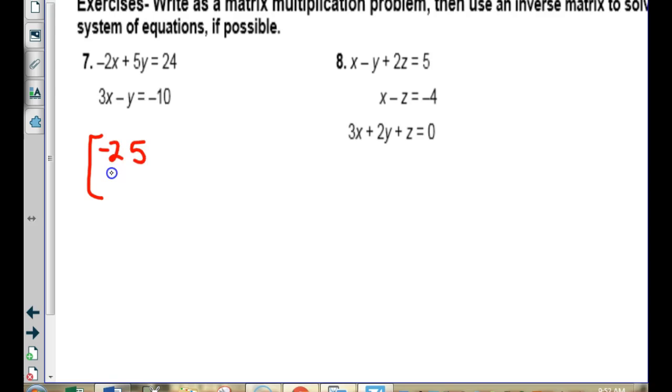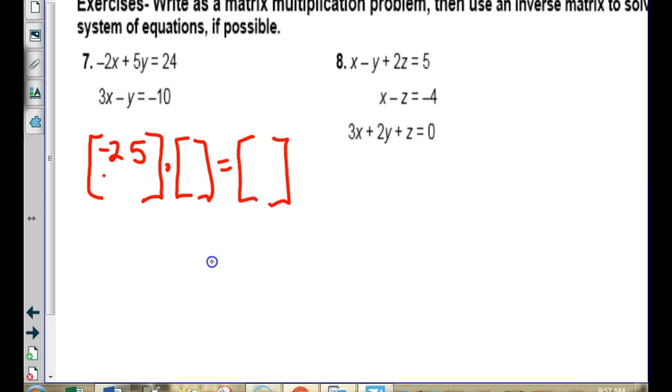-2, 5. No, because we're not doing an augmented matrix, guys. I was very nice to you on the quiz, though, I wrote this. Does that help? Okay, so you're not going to get confused and do the augmented matrix here because I wrote that. What are you going to do instead? -2, 5 equals 24. 3, -1 equals -10.